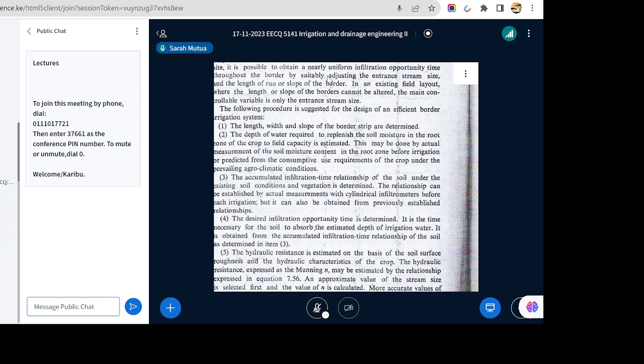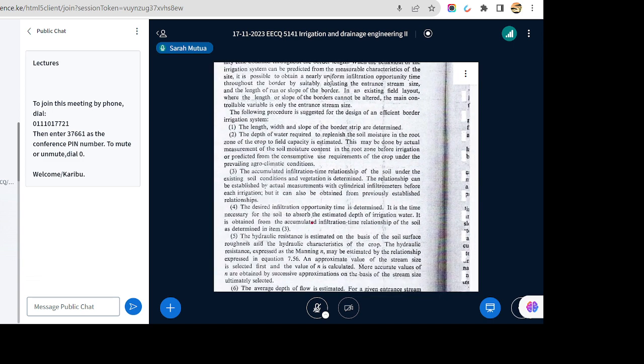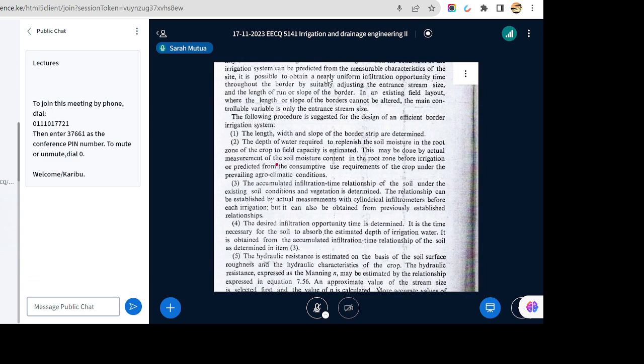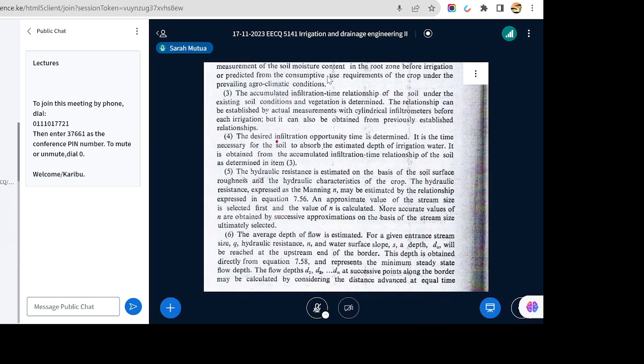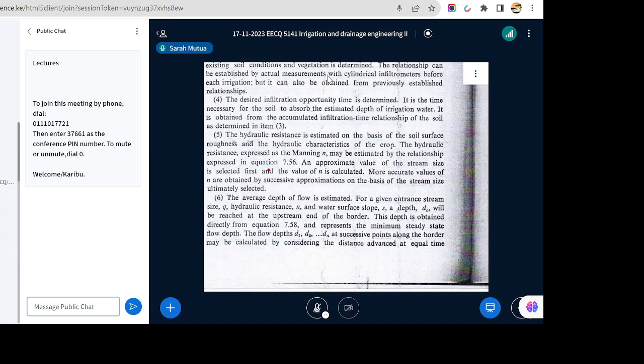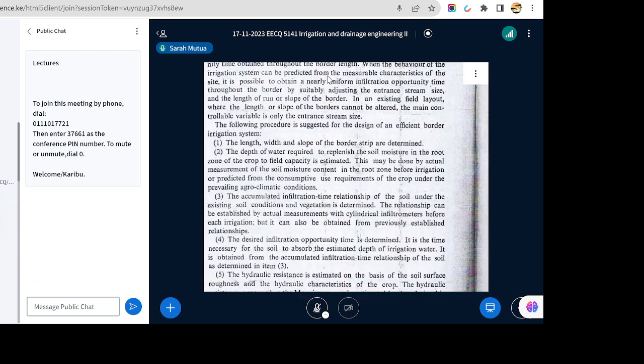So essentially, run an infiltration equation to get Y. You can do an experiment, or you can use pre-existing conditions. You estimate hydraulic resistance, Manning's n, based on the roughness of the soil. Then next, you determine the average depth of flow.